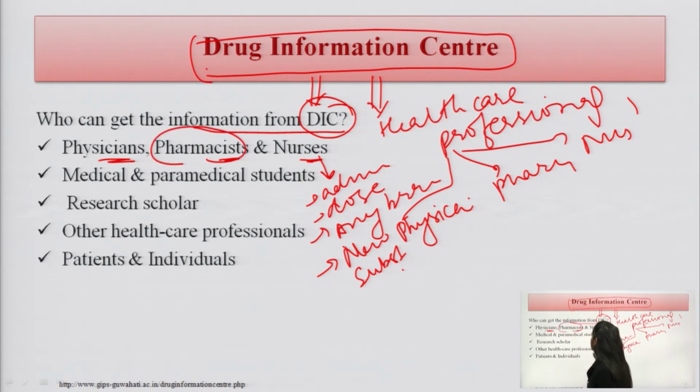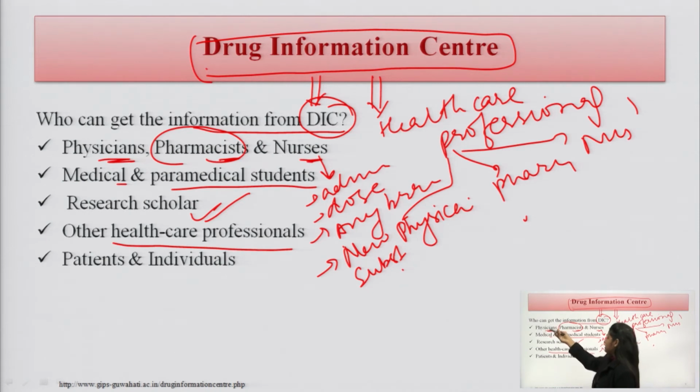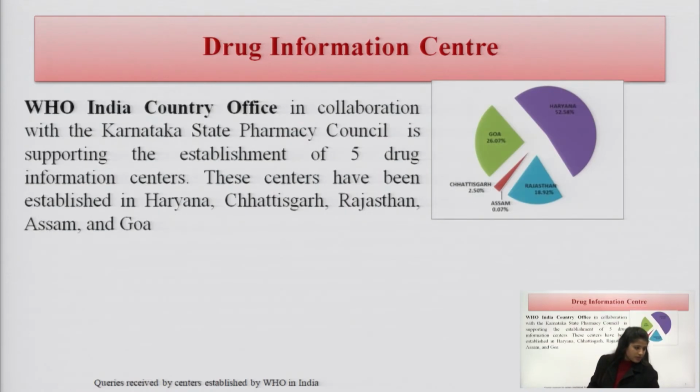Similarly, pharmacists can also take information from the DIC. Medical and paramedical students also take information for research, academic or training purposes. Research scholars can also take the information. Other healthcare professionals besides these, it could be lab technicians or others. Patients and individuals: a patient can take information from the DIC. Similarly, there could be the layman, the common person. They can also take information from the Drug Information Center.